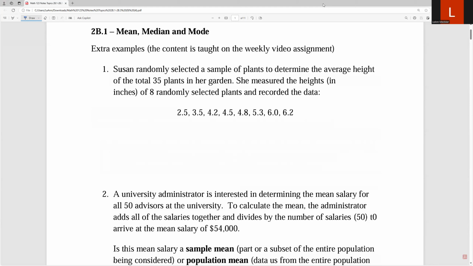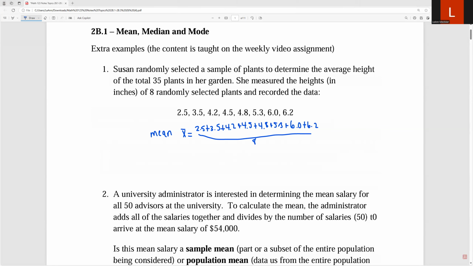Okay. So first of all, for mean, we're going to add up each of those values, and mean is usually x bar. That's the little symbol we use if it's a sample. So we have 2.5. We're going to add that to all the other numbers. So 3.5 plus 4.2 plus 4.5 plus 4.8 plus 5.3 plus 6.0 plus 6.2. And that is a total of 8 plants. So we're going to divide by the number of items, which was 8 plants.